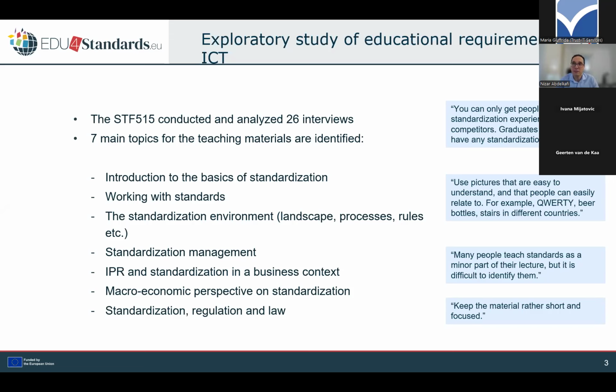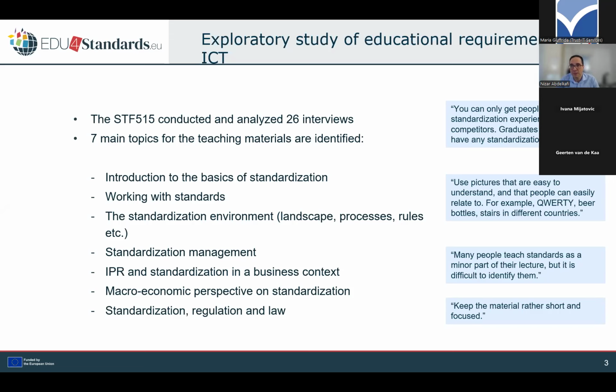So we did in total 26 interviews, and there have been many topics that have been suggested. We tried to analyze everything in order to develop the contents of the book. We identified the introduction to the basics of standardization. This is actually very straightforward: to introduce learners to the basics, how to work with standards, the standardization environment, especially the landscape, processes, rules, etc.